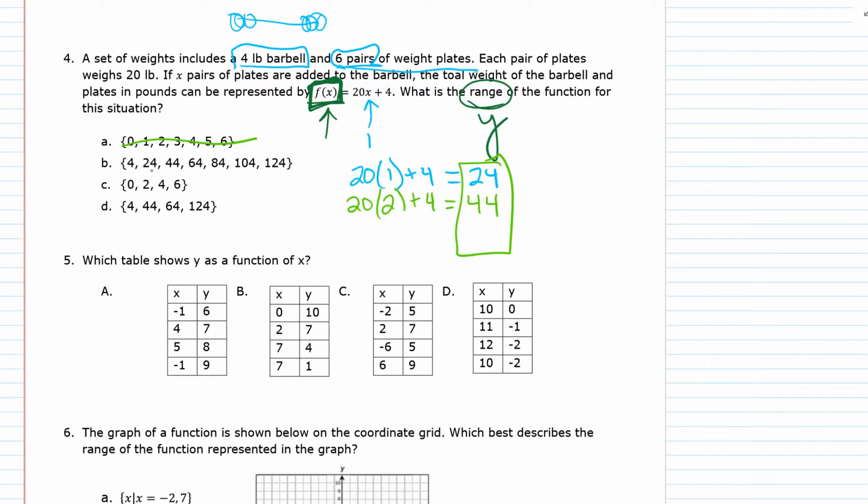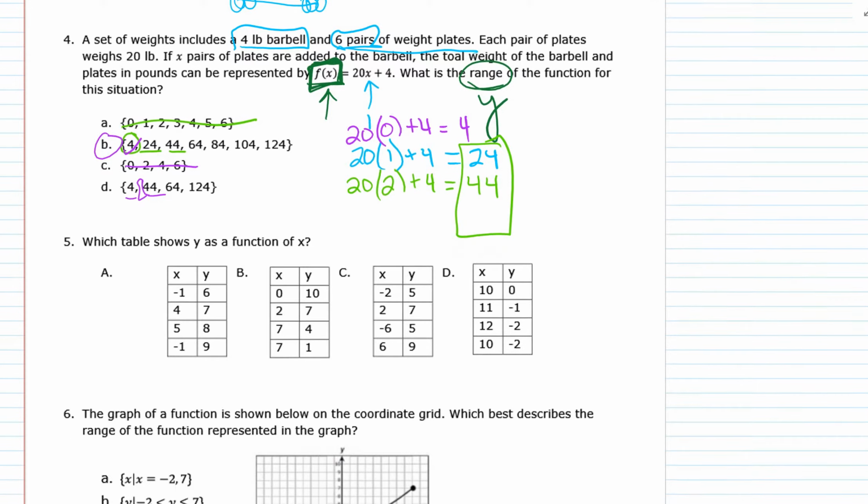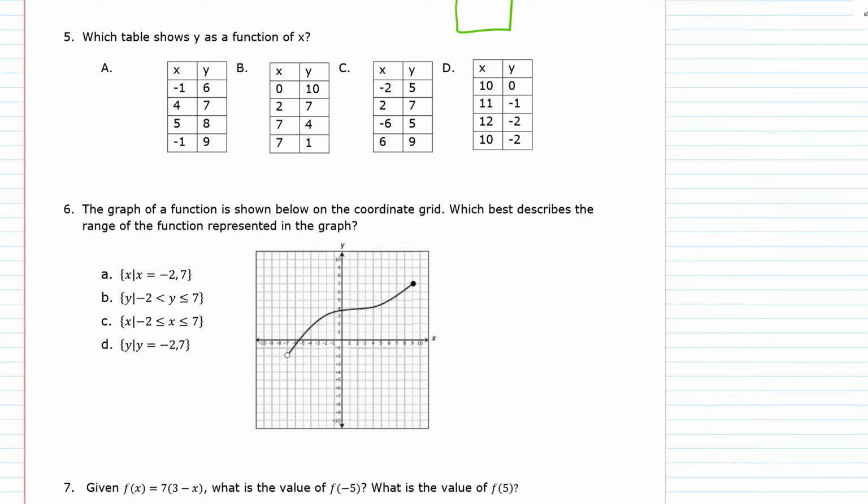We could put in, on this one, it looks like it could be correct. They have an extra one, so that could be, if they say we put on 0 plates, we know we're going to get 4, so that does check out. This one doesn't match. 4, 44, that leaves one out. The answer is B.